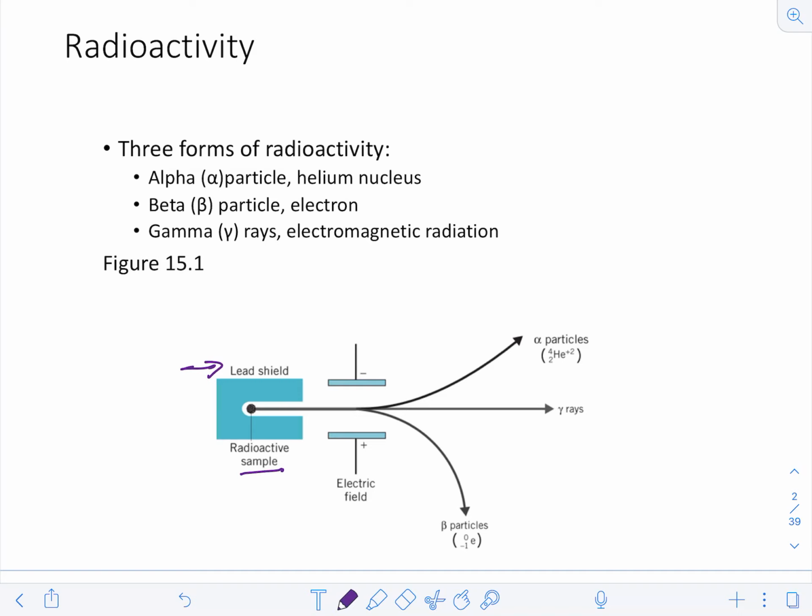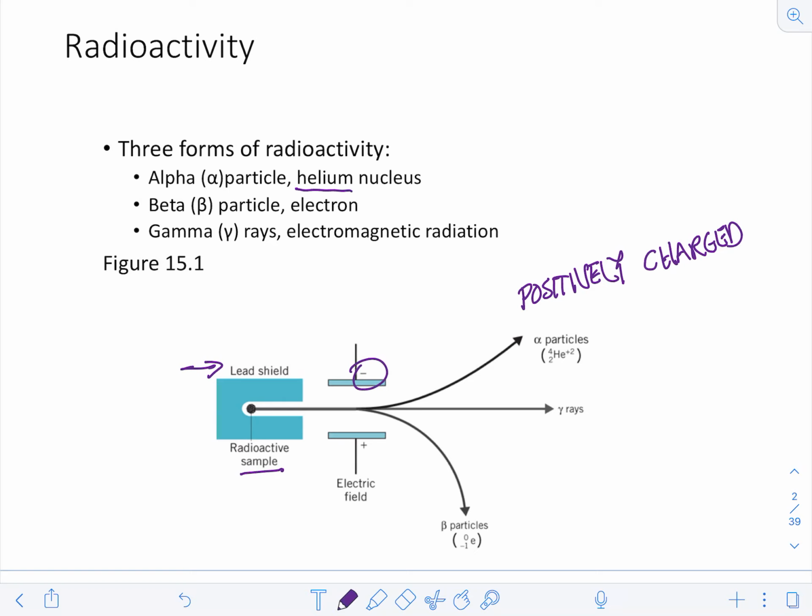But notice that there are 3 types of radioactivity that can come from a radioactive sample. Alpha, beta, and gamma are the 3 possible types. Notice that the first type is actually the size of a helium nucleus. Now this is a positively charged particle, so it's the same size as a helium nucleus. And because it's positively charged, it's attracted to a negative plate or a negative field.